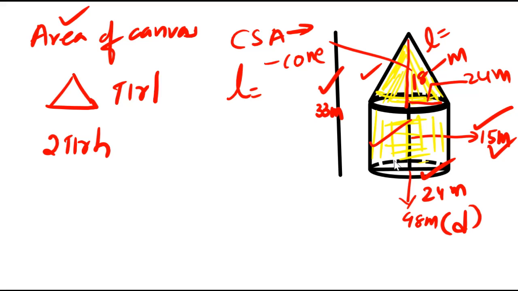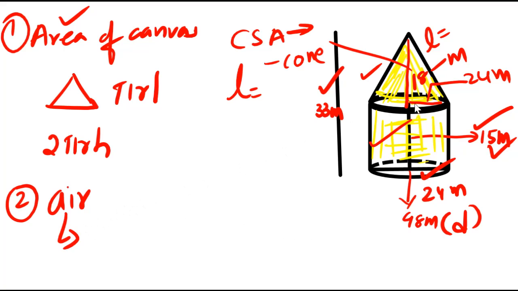So thereby you will be getting 2 pi RH and pi RL together will give you the answer for question number 1. The second question is how much air can be included, as a volume is asked. You know the formula to calculate the volume of a cone, which is nothing but 1 by 3 pi R square H. R is there, H is there. Then the volume of a cylinder is again pi R square H.